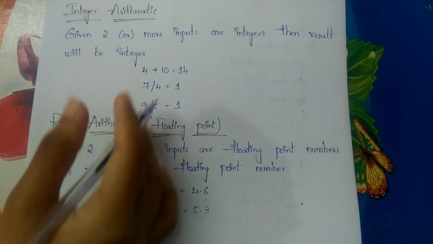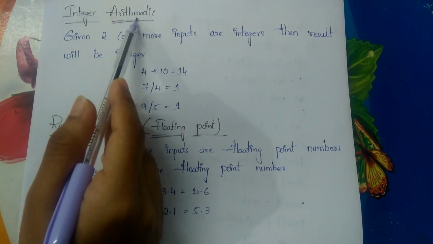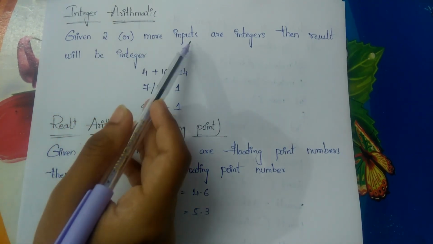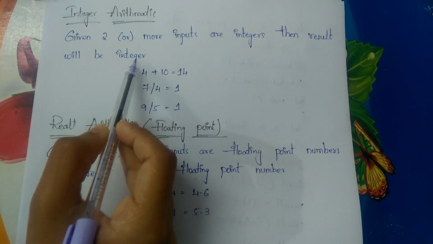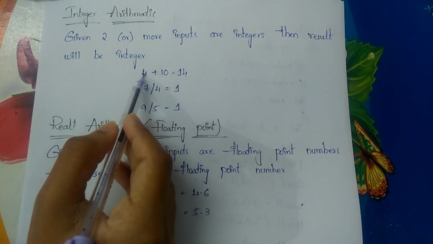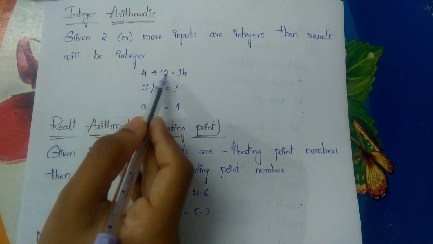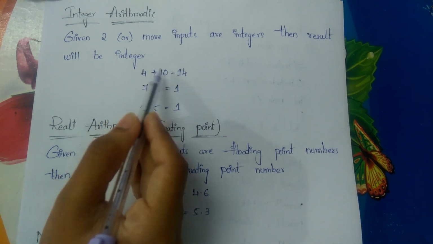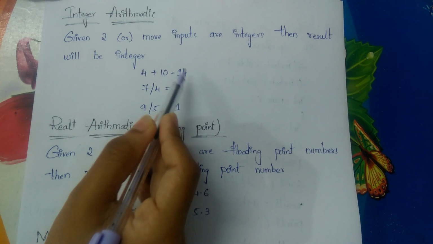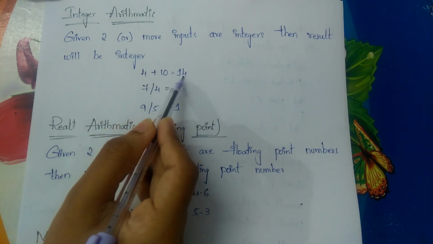We have some types in arithmetic operators. The first one is integer arithmetic. Given 2 or more inputs that are integers, the result will also be an integer. When we see the example here, 4 plus 10: 4 is an integer and 10 is also an integer. Not only 2 inputs, if we give more than 2 inputs which are integers, then the result will also be an integer. When we give 4 and 10 as inputs, the output we get is 14, which is also an integer.